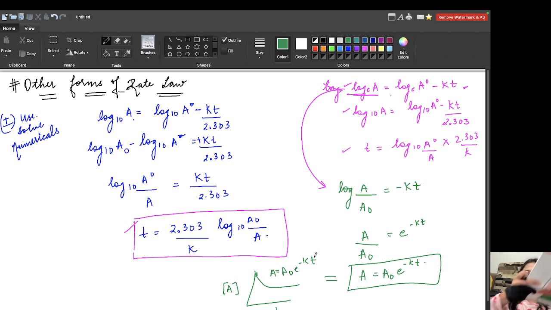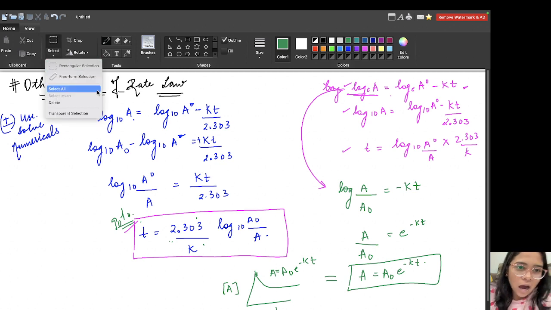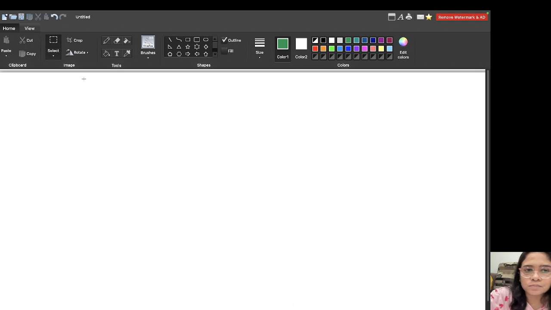Now how will you write the half-life of the reaction? Maximum times, like 90% of times, you'll be using this formula: 2.303 by k log base 10 of A naught by A. Let us write the half-life of the reaction. We'll be writing the half-life of the reaction.